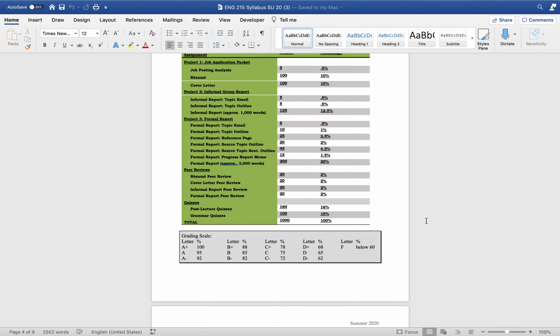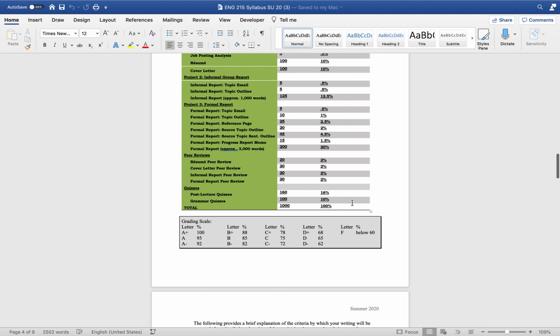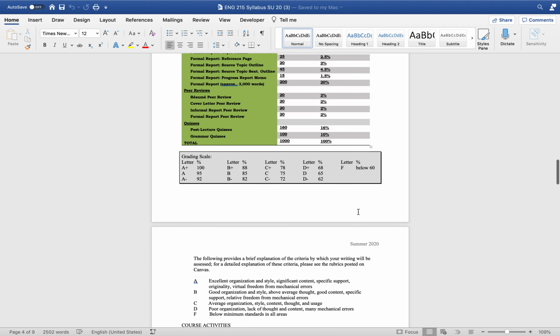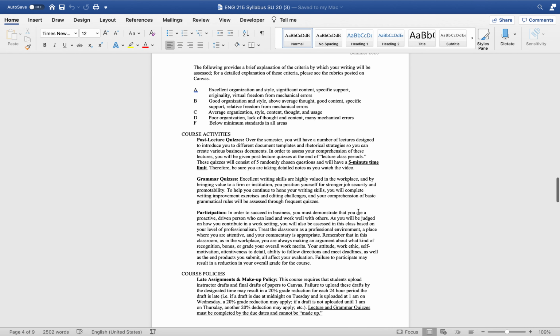And then the main project that we'll be working on for a good portion of the semester is a formal report, which is going to be approximately 3,000 words. And you can see that this is divided into much smaller assignments to try to help us bite away at this larger project. We'll also be conducting some peer reviews over the course of the semester, and you will also have lecture and grammar quizzes as well. So let's talk a little bit about some of these assignments.